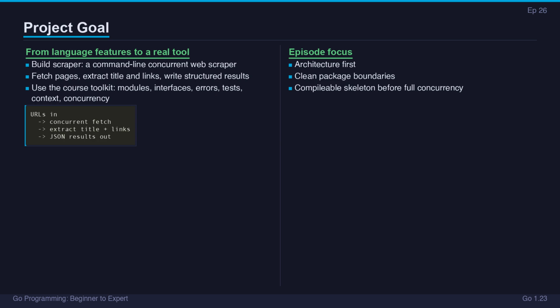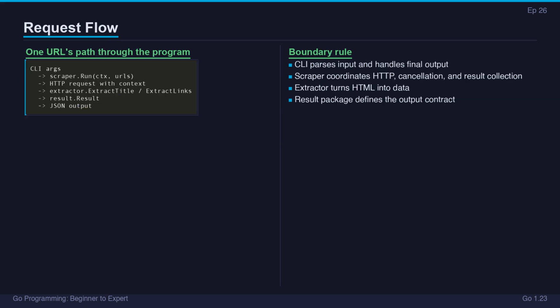We are not going to build the entire scraper yet. We are going to decide where the code lives, which packages own which responsibilities, and which interfaces keep the pieces independent. Before we create files, start with the path one URL takes through the program. The CLI parses arguments and turns them into a list of URLs. The scraper package coordinates the work. For each URL, it builds an HTTP request with a context, fetches the page, sends the HTML to an extractor, then wraps the output in a result value. At the end, the CLI saves those results as JSON.